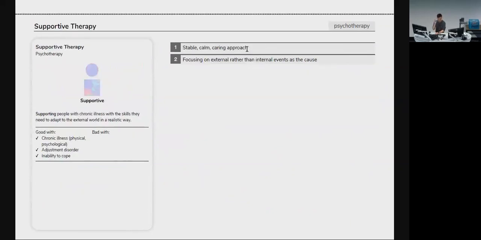Supportive therapy. The one sentence summary of supportive therapy is that it's for people with a chronic illness who are having difficulty adjusting to the world because of either physical or psychological disability. It's a warm, calming way to help people through and give them some realistic measures to cope. So for example, if someone's dealing with a loss of the ability to walk, supportive therapy would be useful, because you're giving them very pragmatic solutions or ways of coping with that loss.